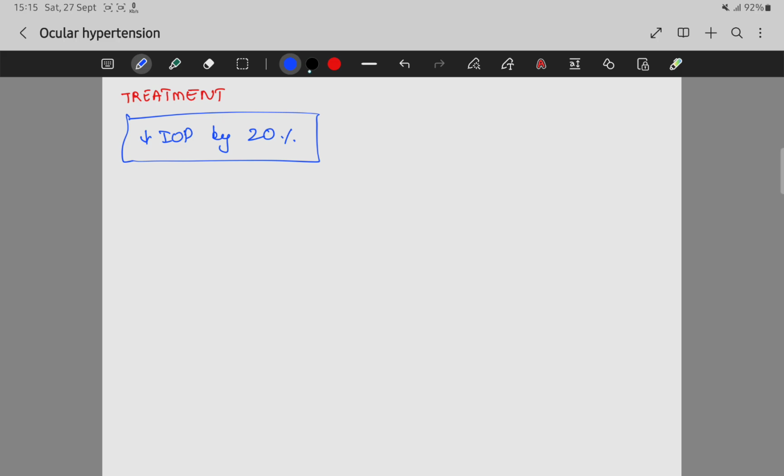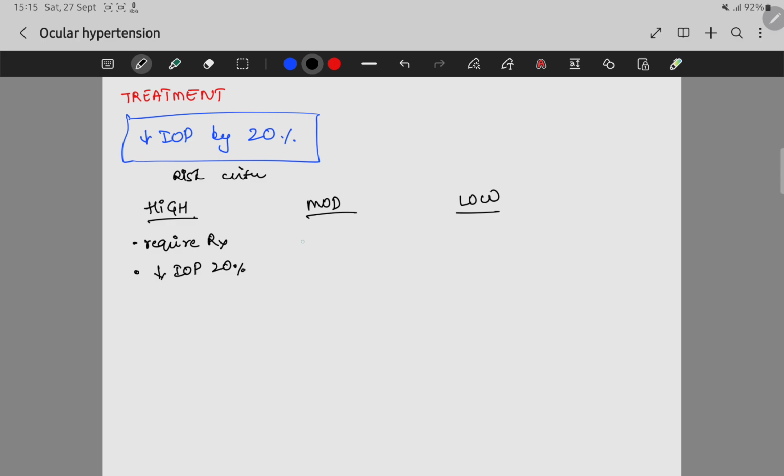So we have a risk criteria over here: who are at high risk, moderate risk and low risk. High risk requires treatment, and we should reduce the IOP by 20%. Moderate risk, just annual follow-up is required, and for low risk the follow-up is every 2 years.